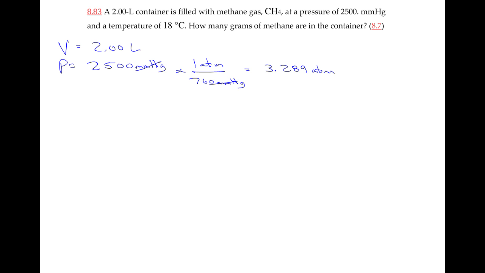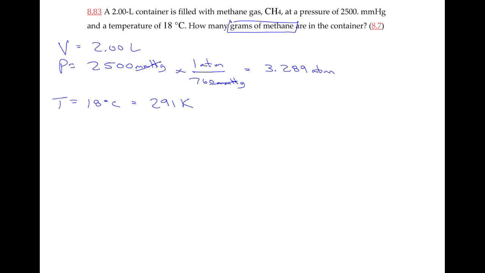So that's my volume, that's my pressure. My temperature is 18 degrees Celsius. Of course, to convert that into Kelvin, I simply add the number 273 to that, and I get 291 Kelvin. So there's my volume, pressure, and temperature. And it's asking me how many grams of methane, so grams of CH4. That's what I'm trying to figure out.